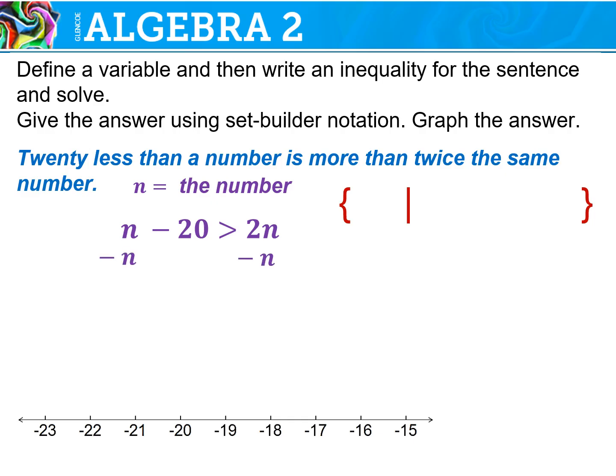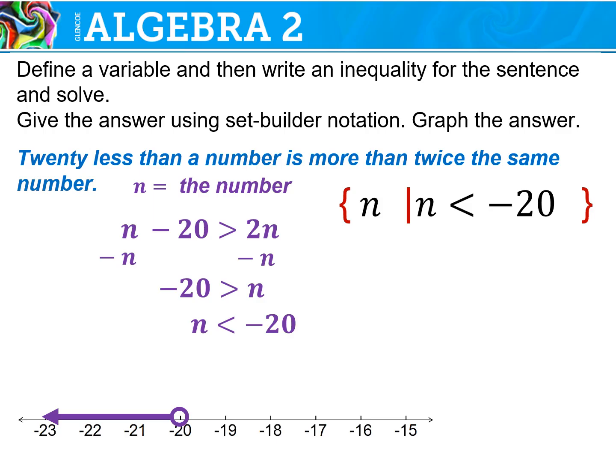Let's get rid of the N. We'll have negative 20 is greater than N. And let's flip our sides. So N is less than negative 20. There it is on our number line. It's an open circle because negative 20 is not included, but it's less than, so we're going to the left. Set builder notation: set of all values n such that n is less than negative 20.